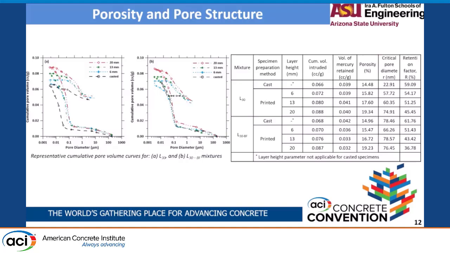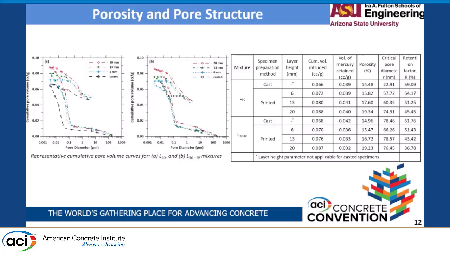And then we defined a retention factor based on the volume of mercury intruded and extruded. And we see that the retention factor also decreases with the increase in layer height, which shows that in the bulk region, less mercury is retained, so the pore structure is now less tortuous as compared to the cast specimens.